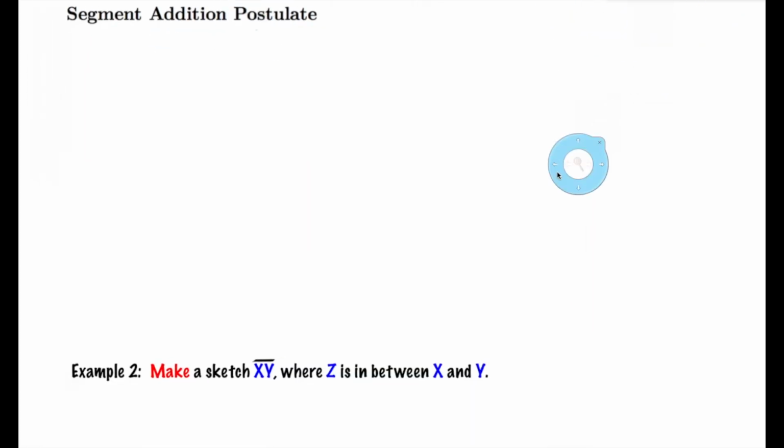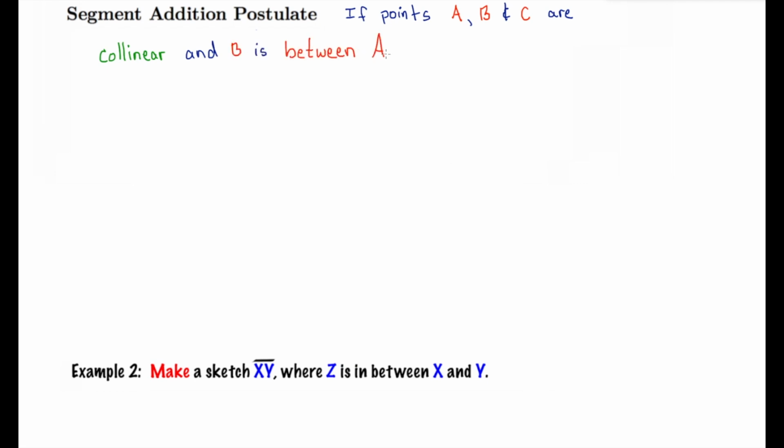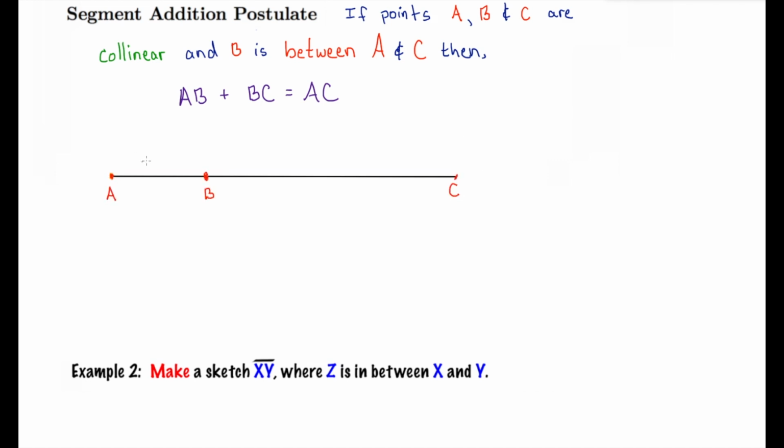Okay, segment addition postulate. If points A, B, and C are collinear, so that means they share the same line, and B is between A and C, then we have AB plus BC equals AC. So let's draw a segment AC with B in between. We see the distance of AC is going to be AB plus BC.